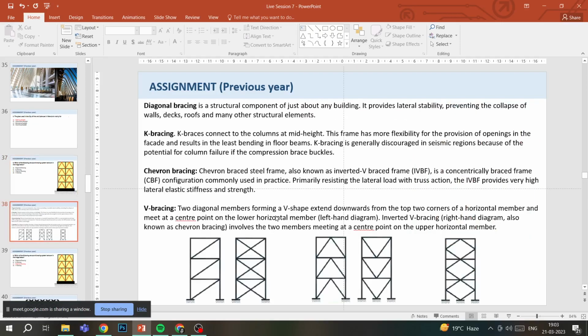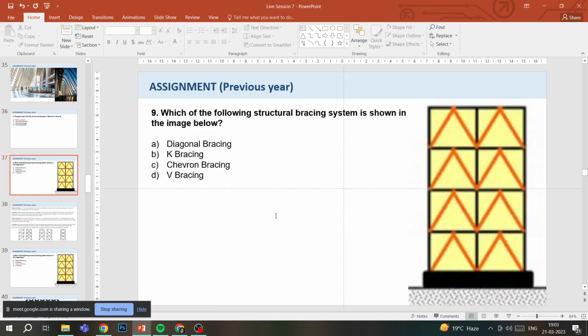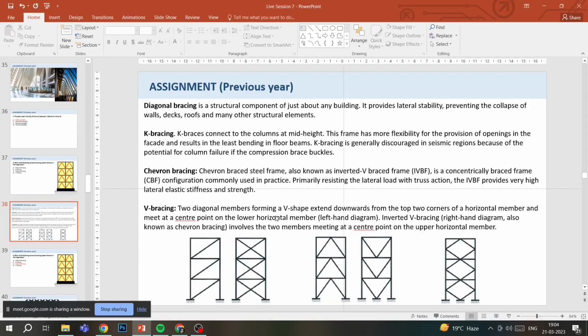So diagonal bracing. Diagonal bracing is a structural component of just about any building. It provides lateral stability, preventing the collapse of walls, decks, roofs and many other structural elements. Basically, bracing is done just to provide more support to a structural system, so that you can make it more stable, more stiff. And bracing is usually used in wind and earthquake situations.